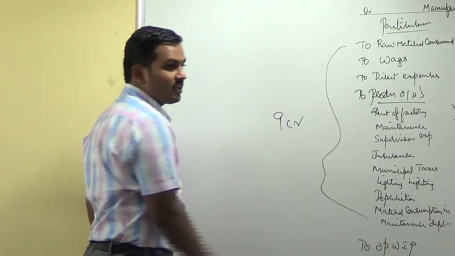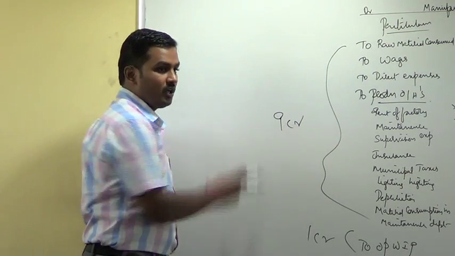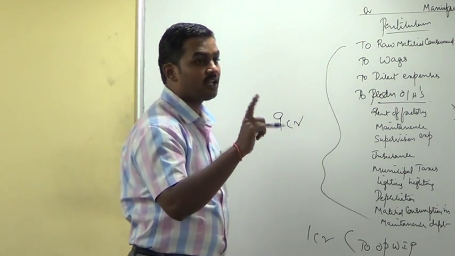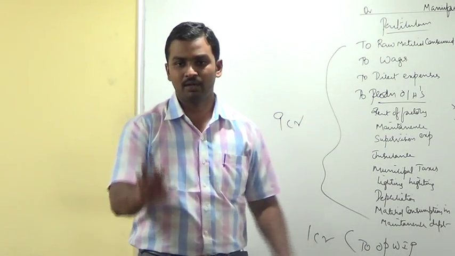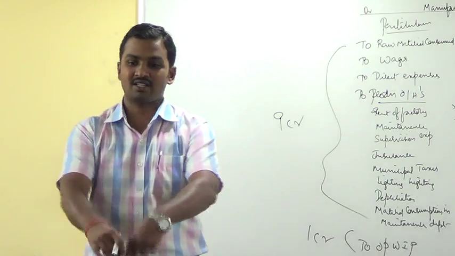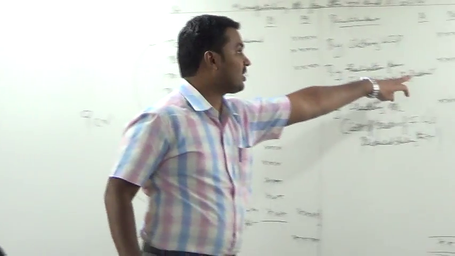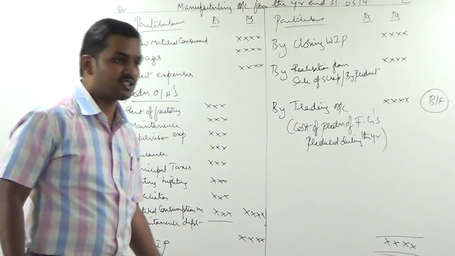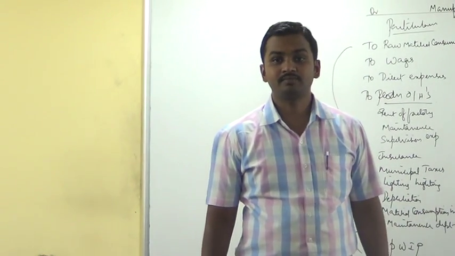Expenditure incurred during the year, 9 crore. Expenditure incurred in the last year, 1 crore. 9 crore plus 1 crore will give you what? 10 crore. Cost of production of the finished goods produced during the year. In my example, I did not say there are some cars in semi-finished stage at the end of the year. So closing work in progress was nil. If there was some scrap generated in the factory during the year, the income would have to be subtracted to calculate the cost of production. Are you able to understand?